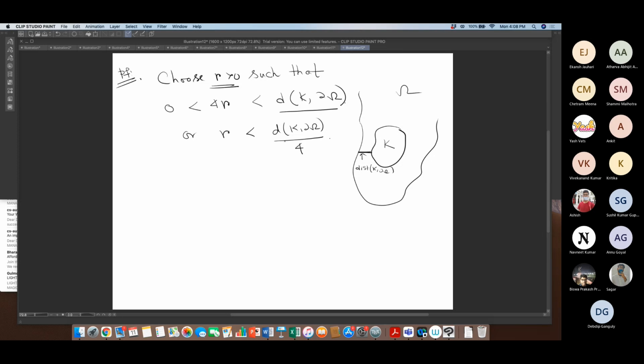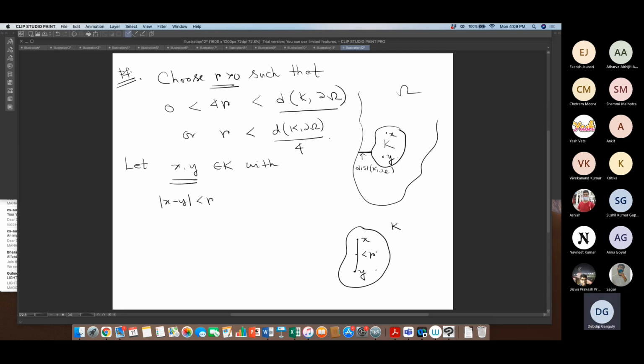Now let us consider any two points x, y belonging to the compact set. Let's say here x, here y. So this is your compact set. I am not choosing just any x and y. Let x, y belong to k with the distance between x and y less than r. So this distance should be less than r. Okay, is that okay?